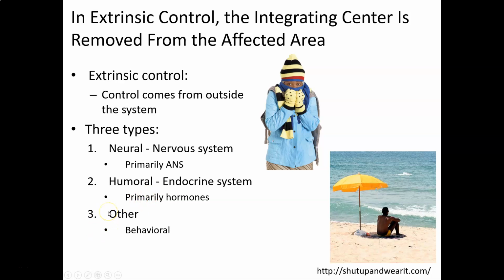And then in some different systems, there's always an other that we have to worry about. And sometimes that's behavioral, or it could be other things as well that doesn't fit the neural or humoral categories. So later on this semester, like for the control of blood pressure, we're going to look at how we control blood pressure from an intrinsic mechanism standpoint, from an extrinsic mechanism standpoint, and then break down the extrinsic into the neural, humoral, and other components.